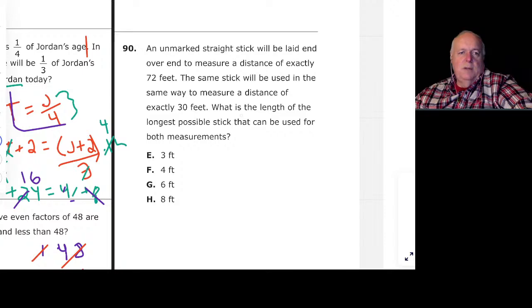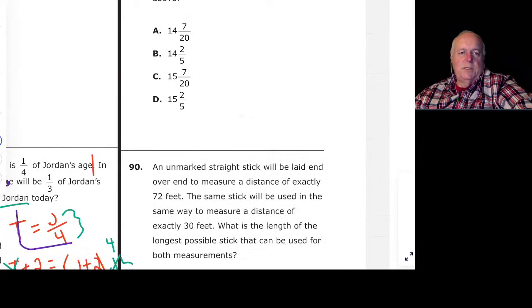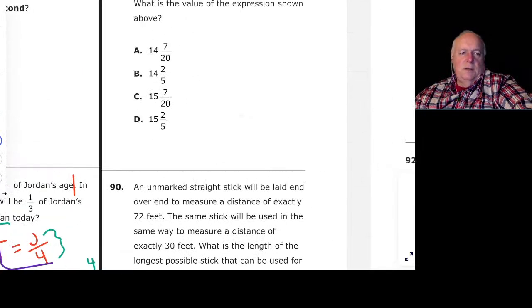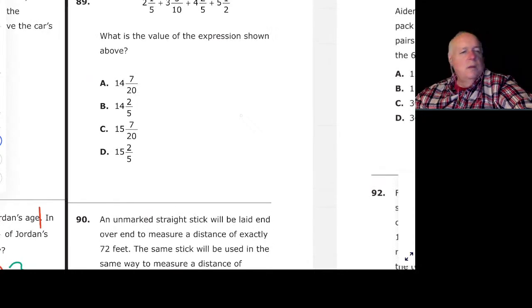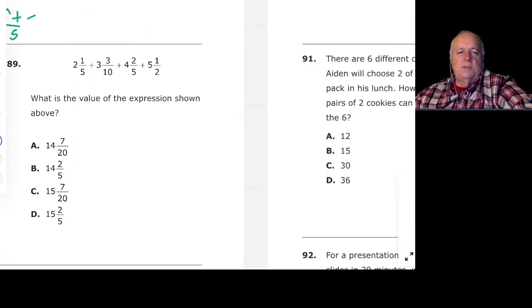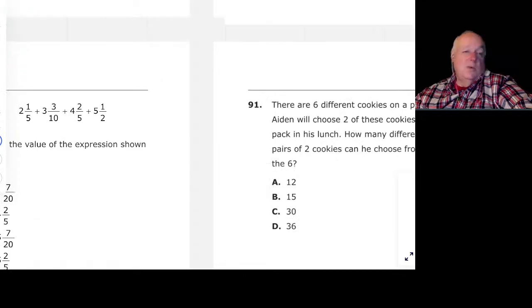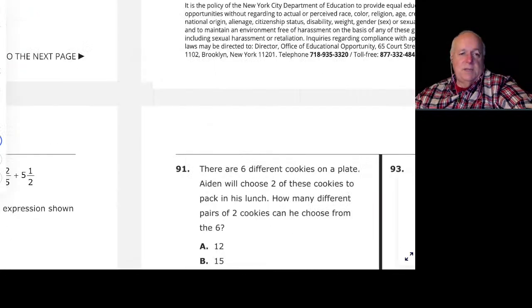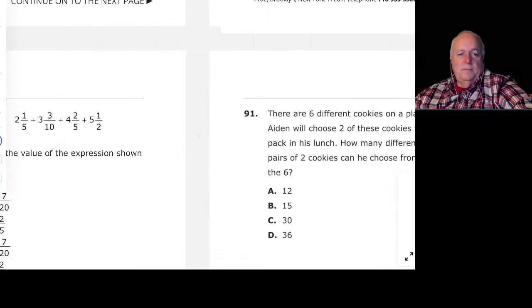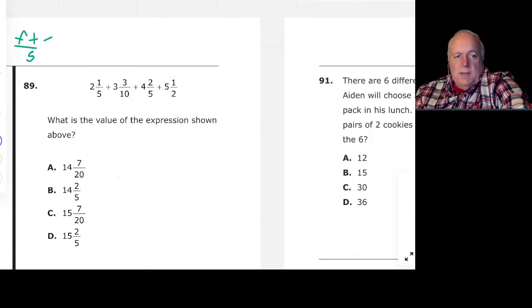Okay, so the next one is mixed fraction addition. Yay. There's always a couple of ways to do this. This is the way I'll do it, if I can get the page to center right. Come on. All right, so I would add up the whole numbers.